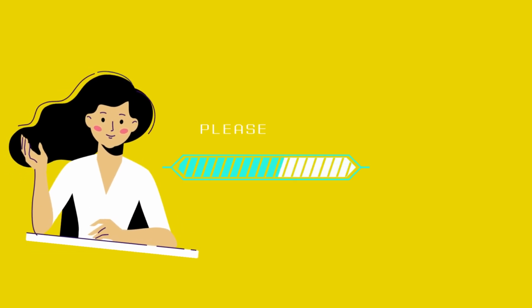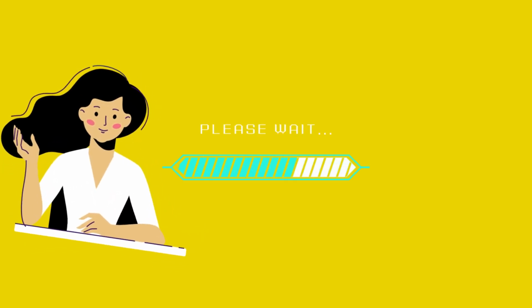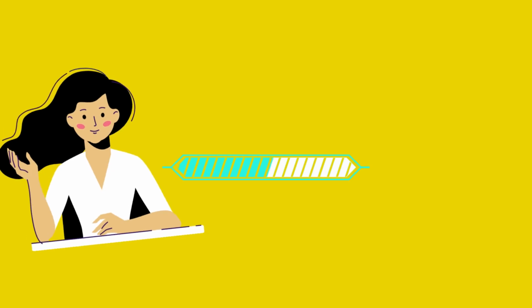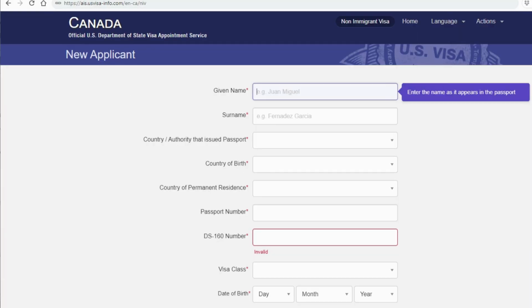Hold on, we're actually not scheduling a visa interview date here in step 2. This will be later, so hang on tight. When registering the account, this is also where that DS-160 number is input that was obtained during step 1.